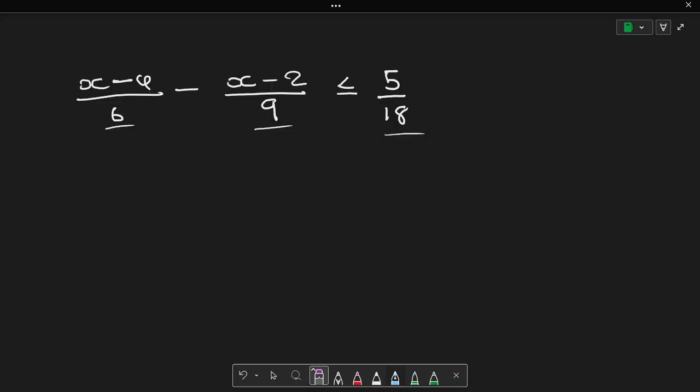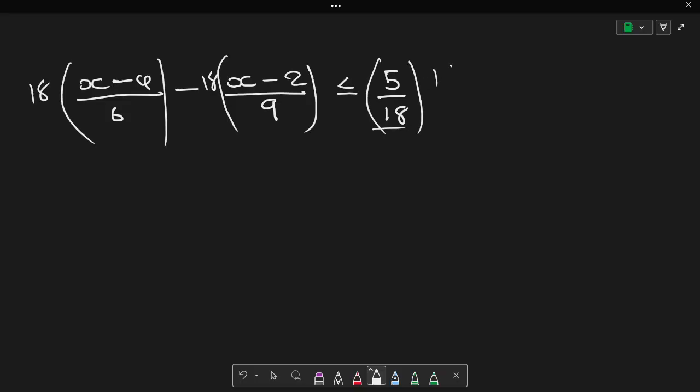We can take 18 to be our common denominator, since the 6 and the 9 can both go into 18. So what we are going to do is multiply both sides by 18. It's one and the same thing even if I do it this way.